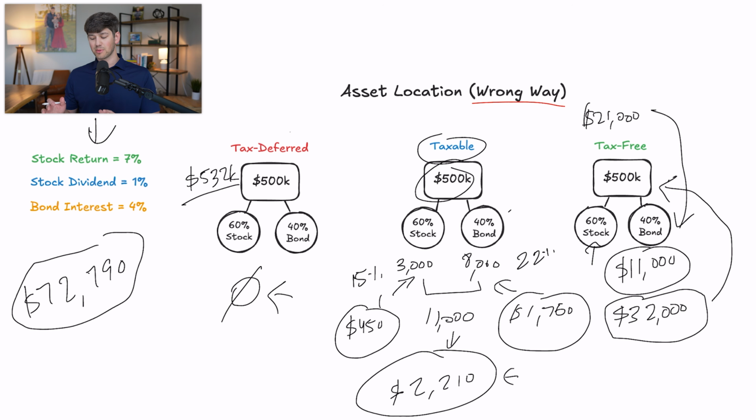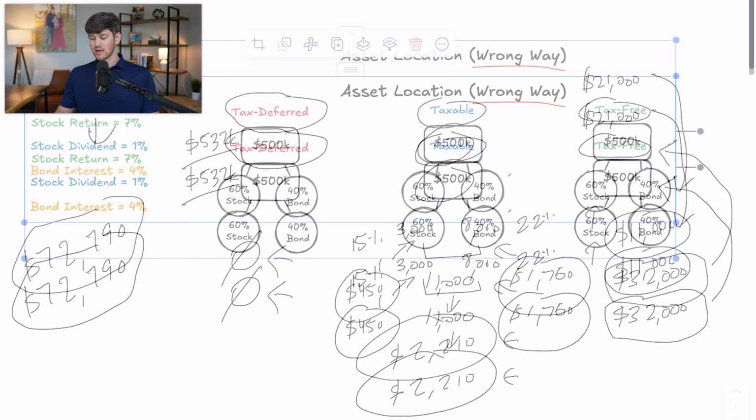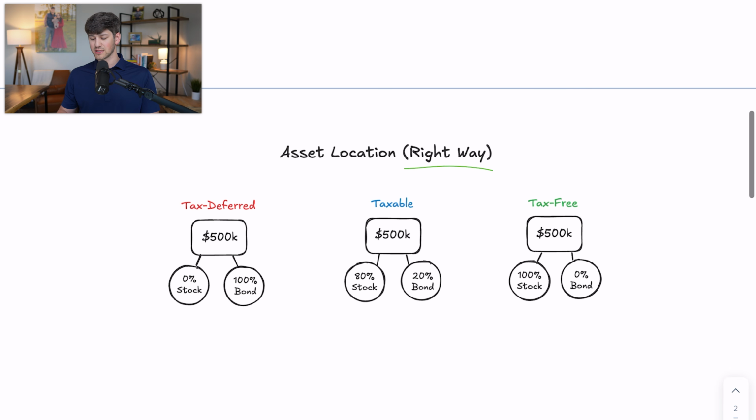Now, I want to show you what happens if we do this maybe the right way. So again, we've got to think about the different account types and how they're taxed. Okay, so that's example number one, a 60-40 portfolio evenly split across every account. Now, let's look at this from a different perspective. Let's look at asset location done the correct way, all right?